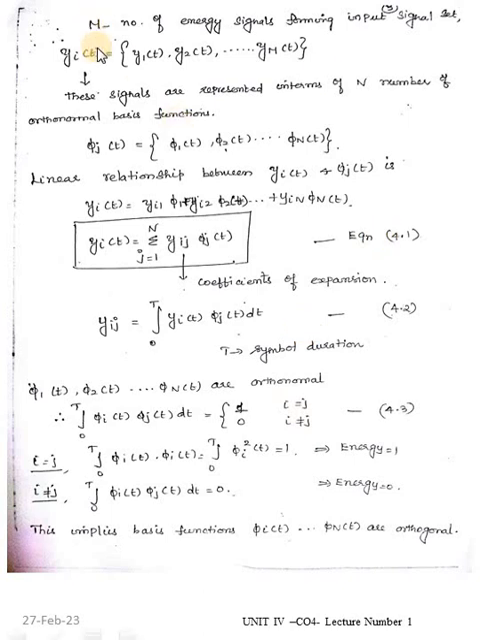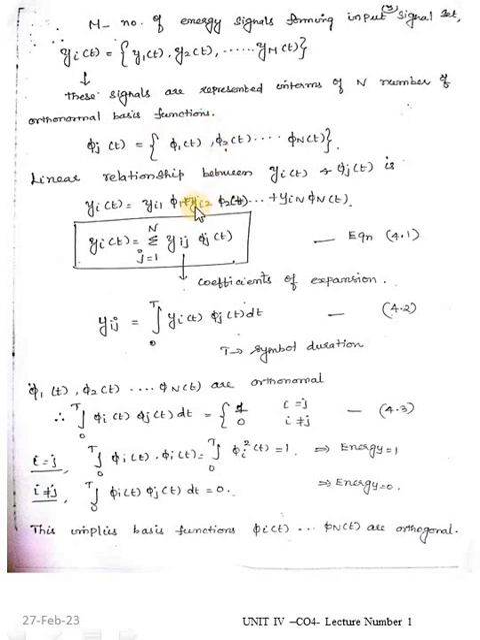So here we are going to take n number of energy signals forming the input signal set. The input is yi of t. The subset of vectors are y1 of t, y2 till ym of t. These signals are represented in terms of n number of orthonormal basis functions.